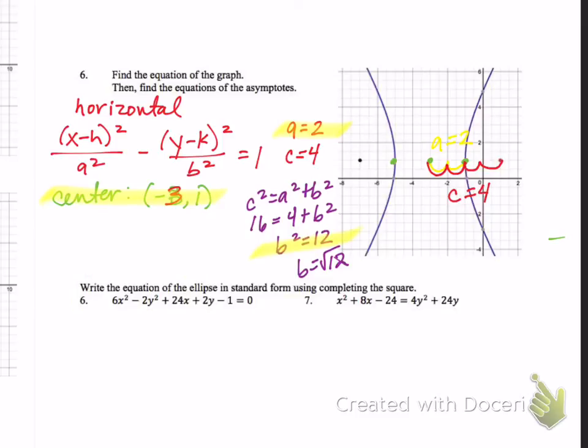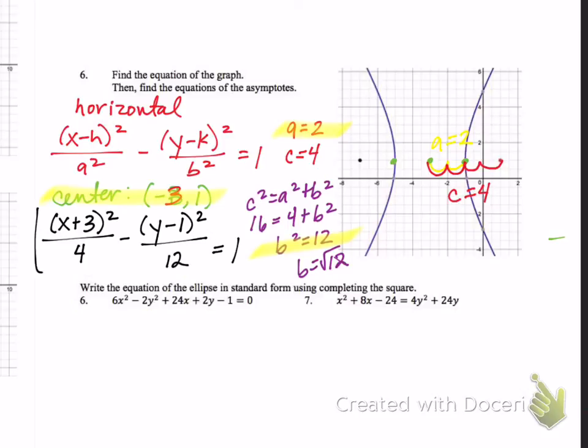So my final answer, since it's horizontal, would be x plus 3 squared over 4 minus y minus 1 squared over 12 equals 1. And then the last two are completing the square, which I feel confident in because we've done that before. Yeah, well done.